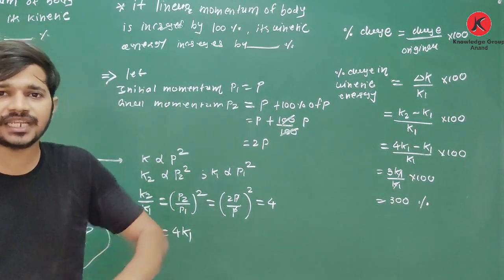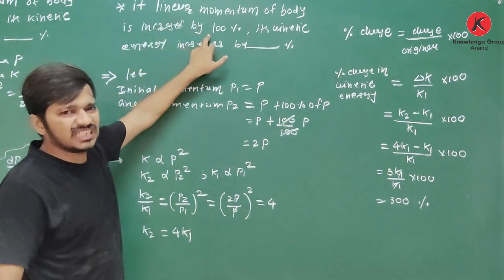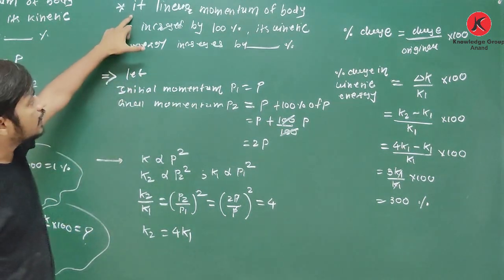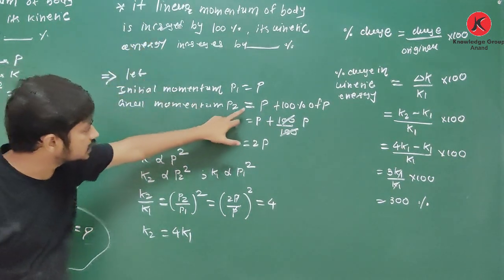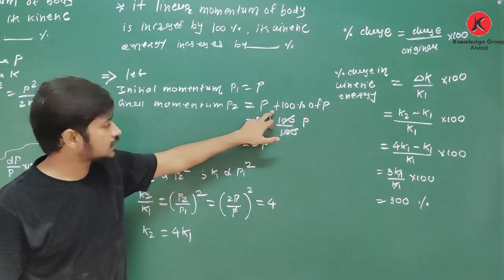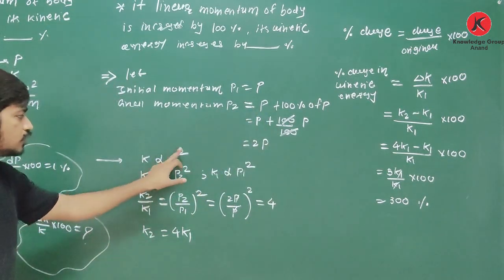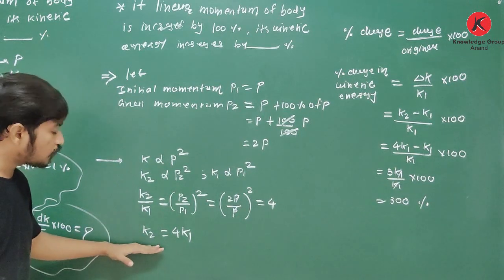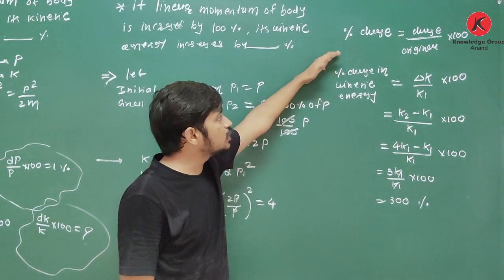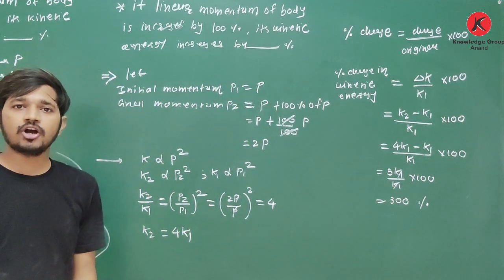How to find percentage change: you will be given two quantities. One quantity, linear momentum, is increased or decreased, and then you have to find the change in another quantity. So first, the linear momentum of the body is increased by 100%, so you have to assume the initial value. As it is increased, you have to write plus, and here it is 2P. K is proportional to P square; write this equation and find K2. Then to find the percentage change, use the equation: percentage change is equal to change upon original into 100. Put in the values and you will get your answer.